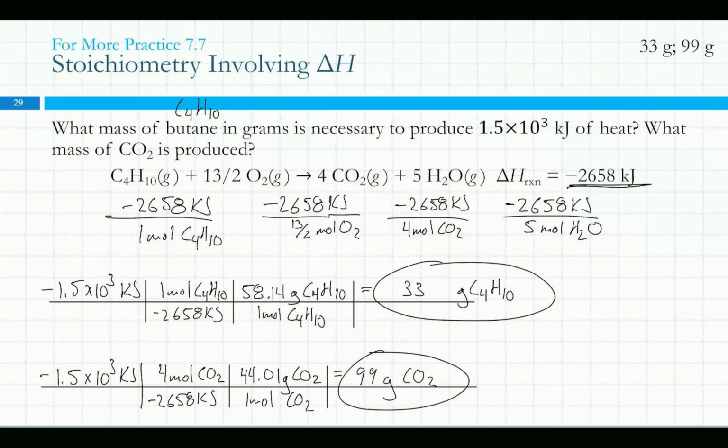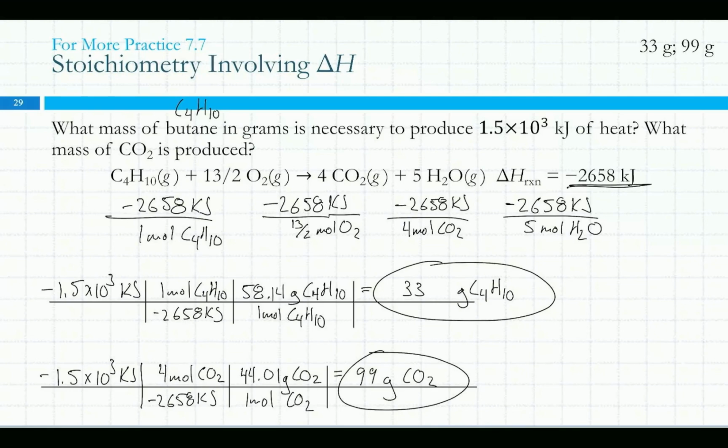So what does it say about the 1.5 kilojoules of heat produced? Produced means that the heat is leaving the reaction, which means this would be a negative delta H for our particular reaction because it's exothermic.